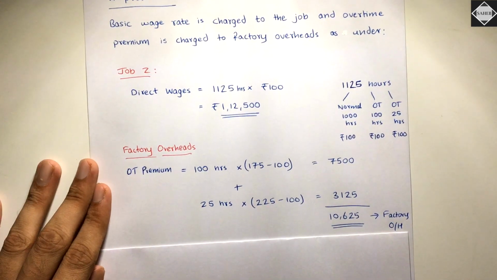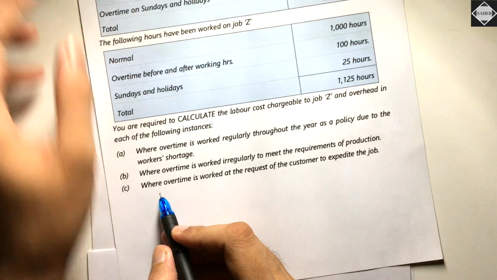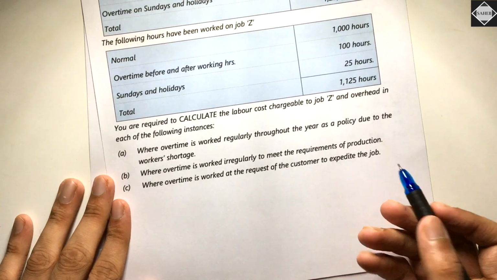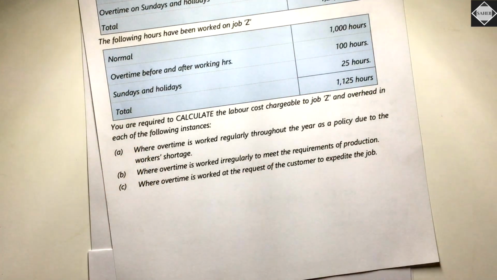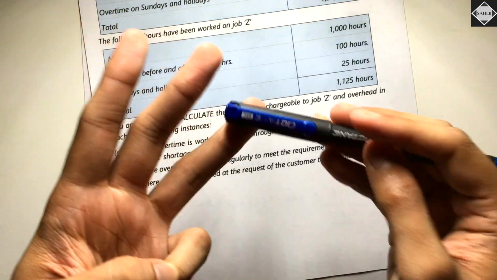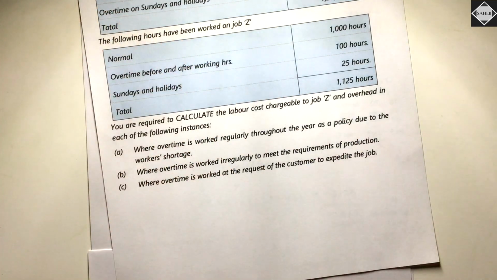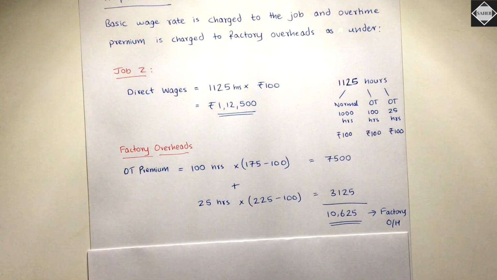Then the next case we have to see is the third case, case C, where overtime is worked at the request of the customer to expedite the job. In this case, it is really simple. Everything will go to the job only. The pure normal element and the overtime normal element, and then the premium also, both will go on the job only. Is that clear? Everything will be allocated to the job. It's really simple, the last case, because the customer requested.